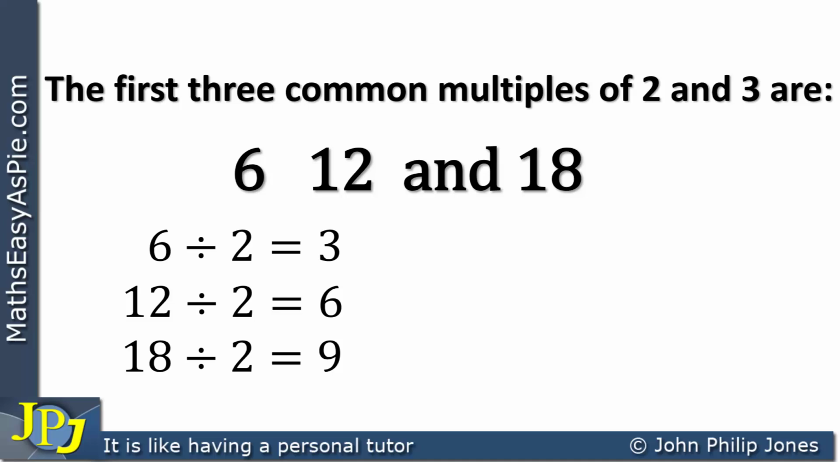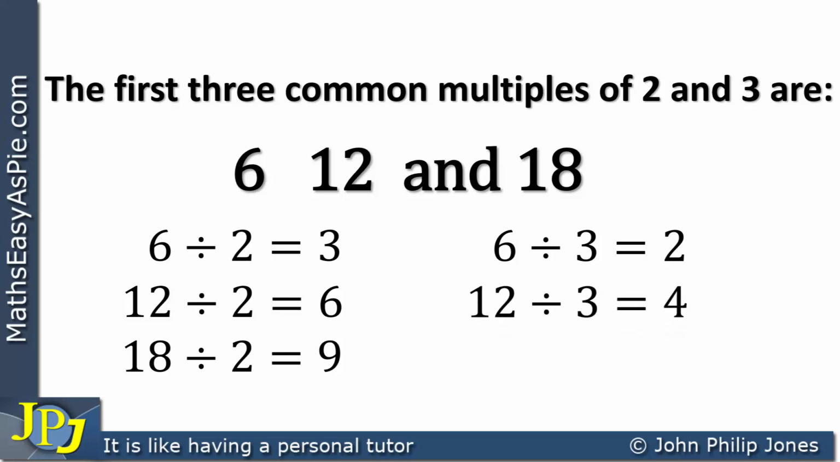I will just confirm that they're also multiples of 3. So you take the 6, you divide by 3, which gives you 2. Goes exactly, no remainder. So 6 is definitely a multiple of 3. Let's look at the 12. I'll divide that by 3 and it goes exactly 4 times. And then finally I'll look at the 18 and I'll divide that by 3 and that gives 6. It goes exactly because there are no remainders.